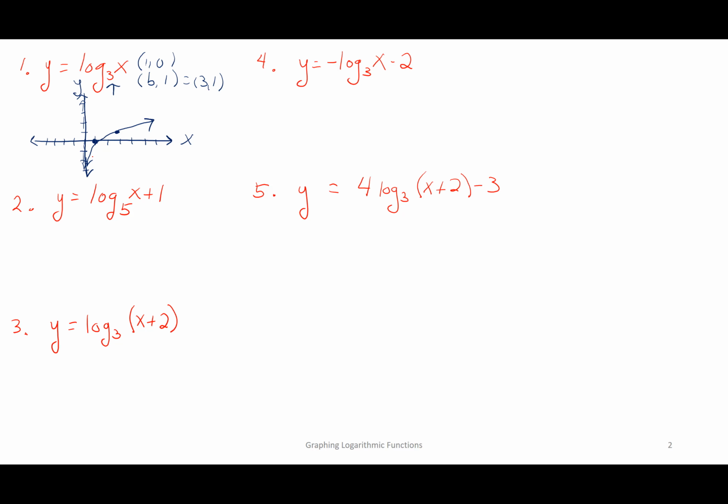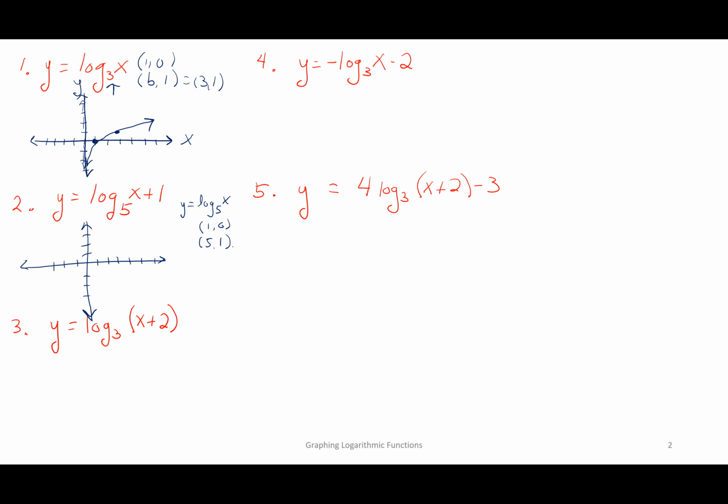Okay, let's look at number 2 now. Number 2 is slightly different. I'm going to draw in that graph again here. Now we want to pause here and think about the fact that the parent function, remember, is y equals log base 5 of x. So we know that we begin with 1 comma 0 and 5 comma 1.